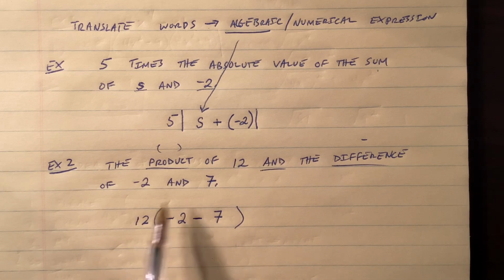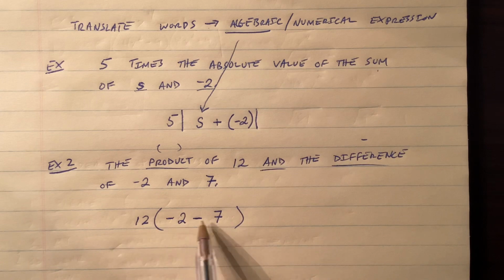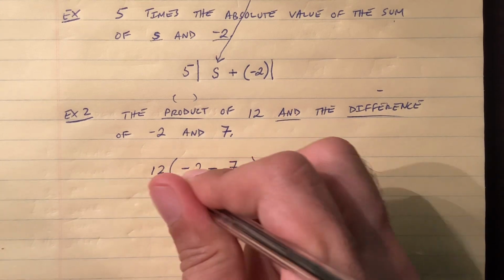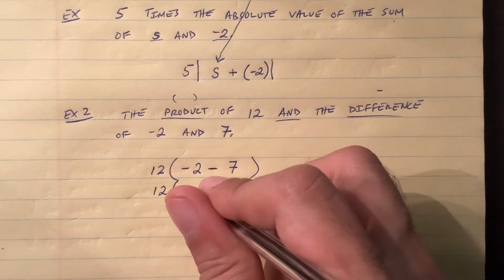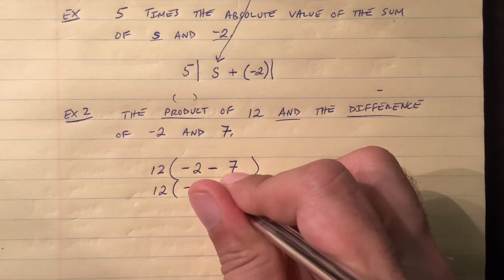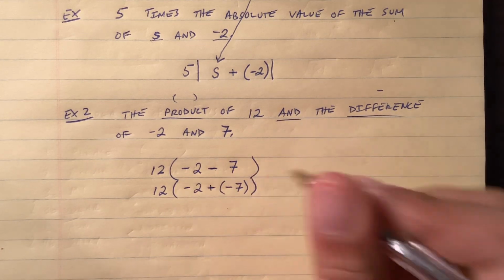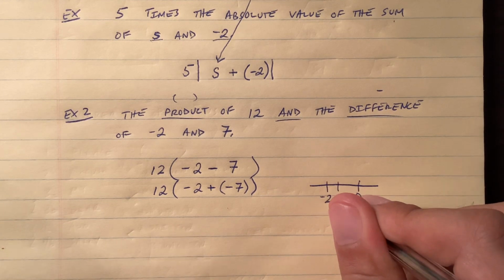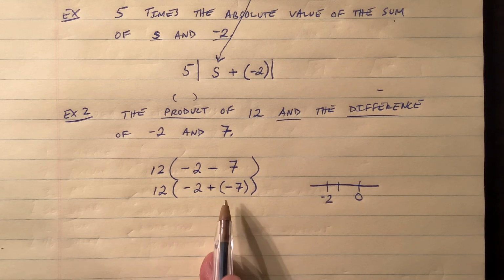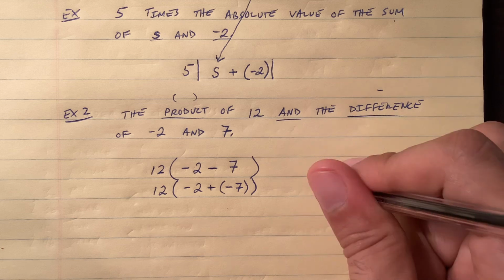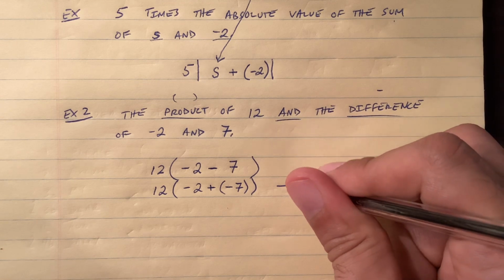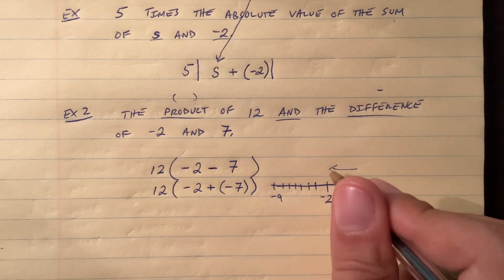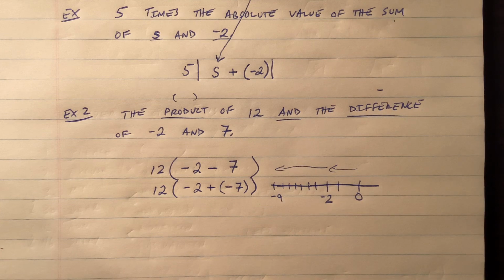Now this is not algebraic, it's numeric. Every single term is a number. This we can actually simplify. So the product of 12 and this difference. Remember, subtraction is just adding the opposite. So we're going to start at -2, and we're going to add -7, so we're going to go 7 to the left. 1, 2, 3, 4, 5, 6, 7. And we're going to end up at -9.